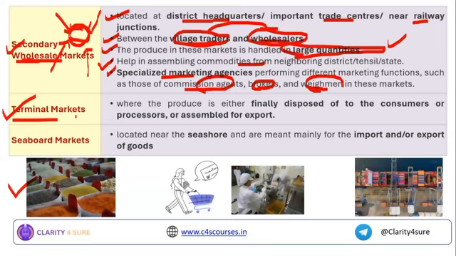Terminal markets are those markets where the produce is either finally disposed of to a consumer or processor, or assembled for export. Terminal is like the ending of that particular produce in the whole cycle. Take the example of coconut. We dispose of it in a terminal market. What is happening? We dispose of that coconut to the consumer. We give it to the consumer.